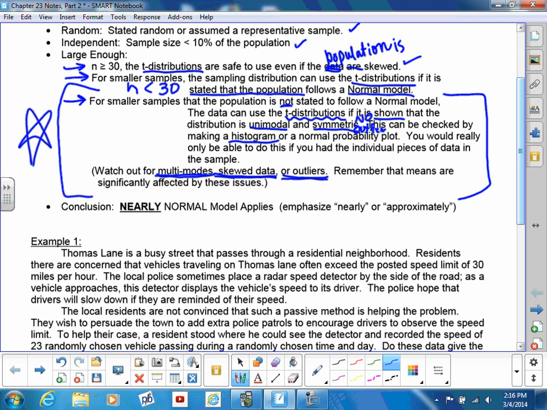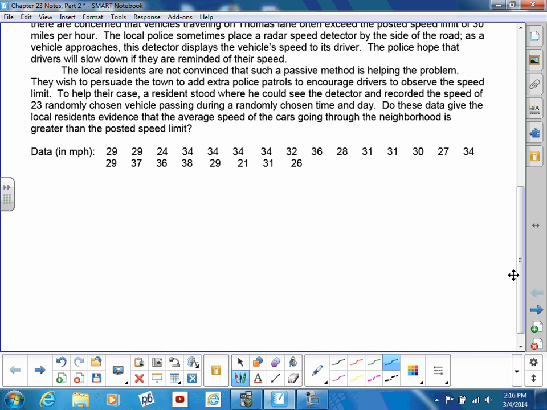You're really only going to be able to make this histogram if you have been given individual pieces of data, such as this down here. See? So you don't really anticipate having this problem or having to check this issue unless they're giving you a way to check it. They're either giving you the data to make a histogram, or maybe they give you a picture of a histogram, and that could happen also.